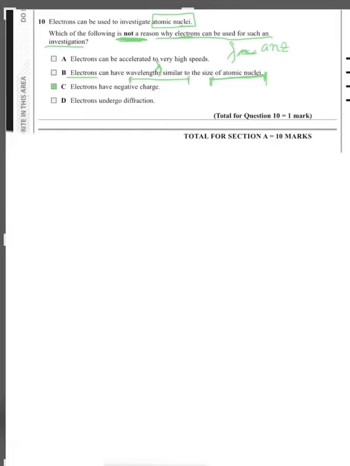D. Electrons can undergo diffraction. This is right. These two options are quite similar. So the answer is C.